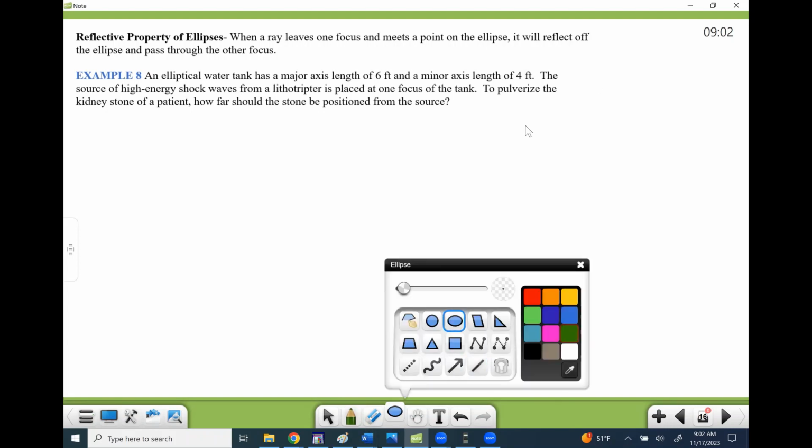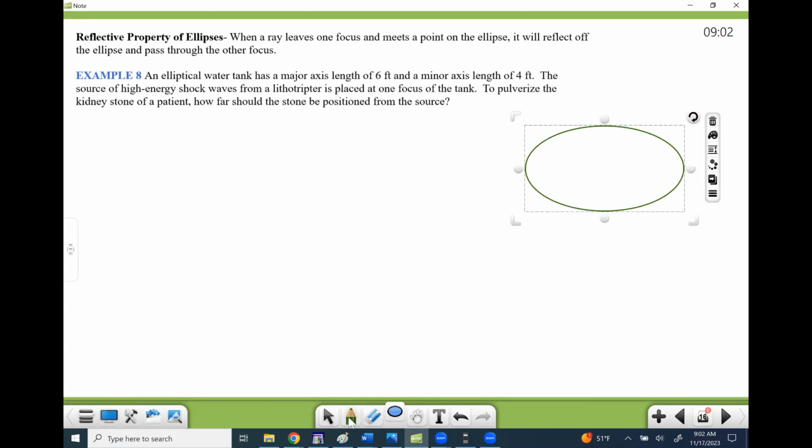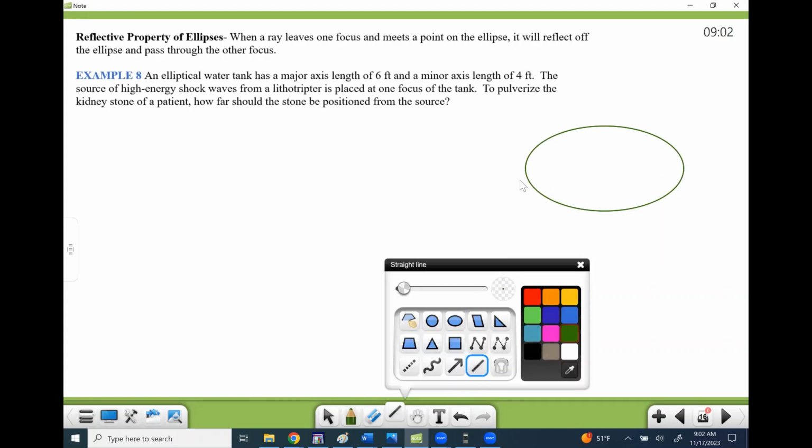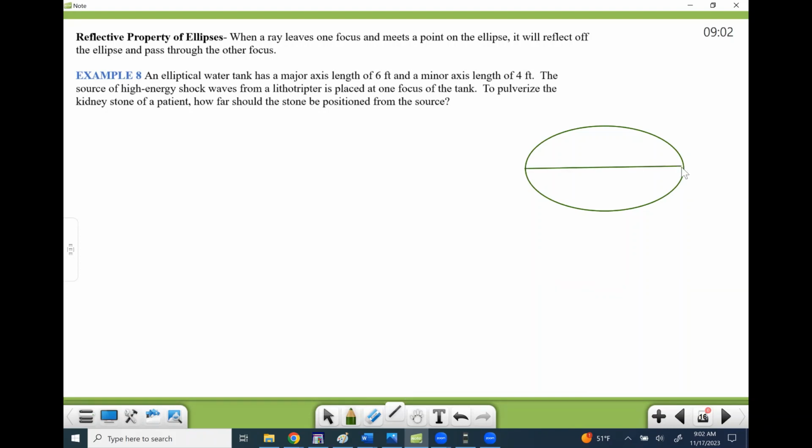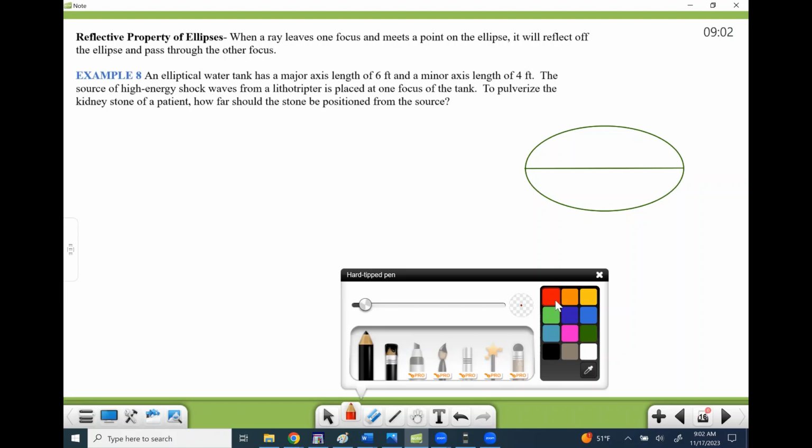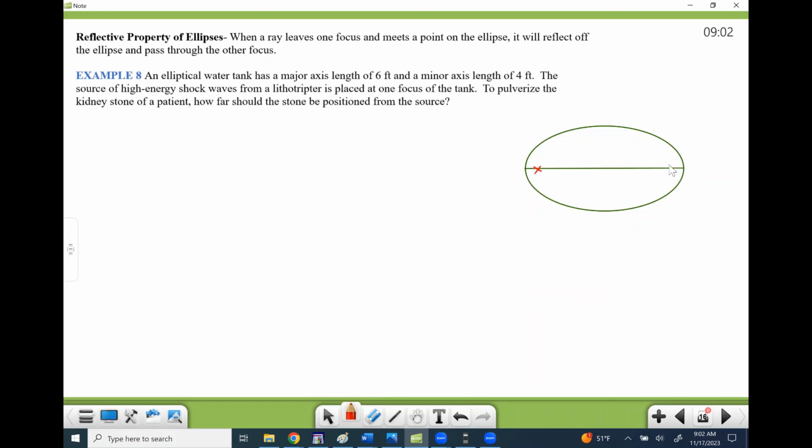But let's say we do have an ellipse, and let's get ourselves a major axis. And we'll have some pretend foci. I'll put them close to the edge because this one's not very circular. So if a ray leaves one of the foci, it's always going to reflect off and hit the other focus. That's the reflective property of ellipses.